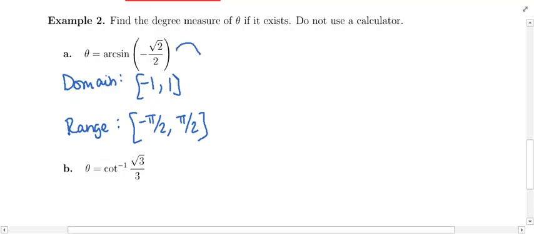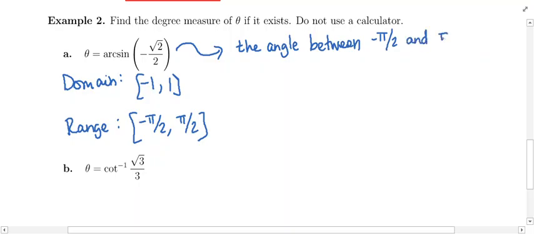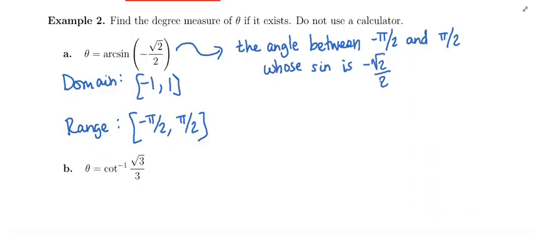All right, so when we look at this, let's translate it. Again, the arc sine is going to return an angle. So the arc sine of negative square root of 2 over 2, this is going to be the angle between negative pi over 2 and pi over 2, whose sine is negative square root of 2 over 2. Okay, so that is what we're looking for. We're looking for an angle between negative pi over 2 and positive pi over 2, whose sine value is negative square root of 2 over 2. Okay, let's head to the unit circle.